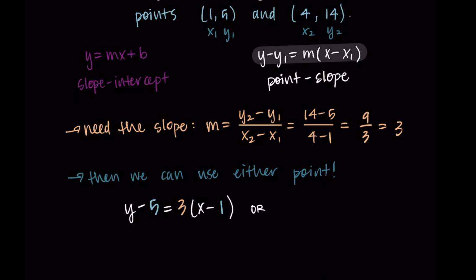Or we could also write this line instead with the other point. So this would be y minus 14 is equal to 3 times x minus 4. So I'm using the (4, 14) as the x and the y that go in the formula instead. So either of these are equivalent answers. These are both good. They look different, but they represent the same line. And we'll revisit this in the next video when we talk about converting between the forms. But for now, this is it.